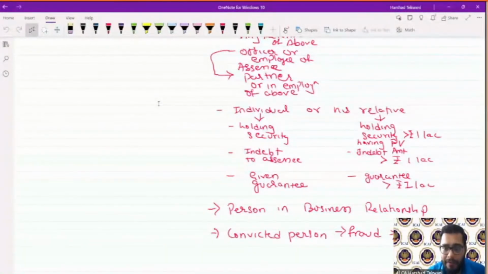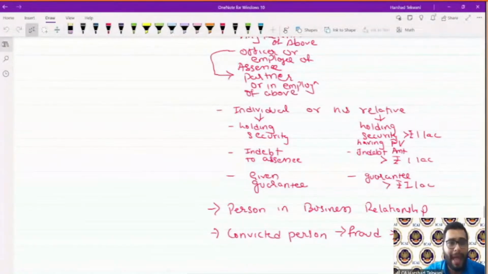However, the transactions which are in the normal ordinary course of business by companies like telecom, hospital, hotels, banks, which are at the arm's length price, will not be considered in this scenario.